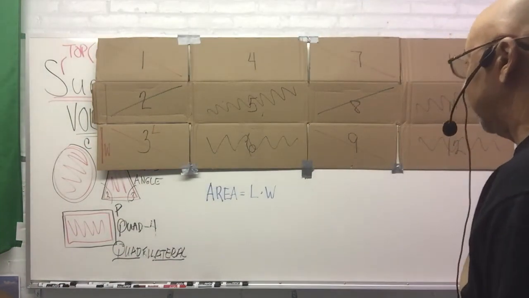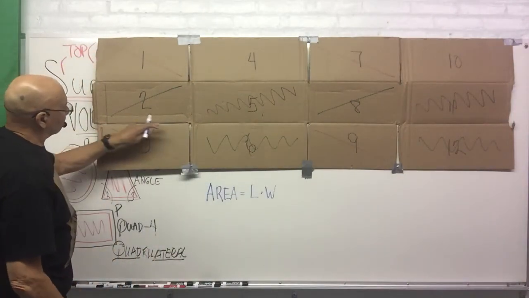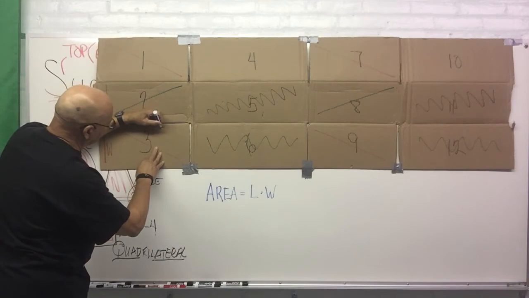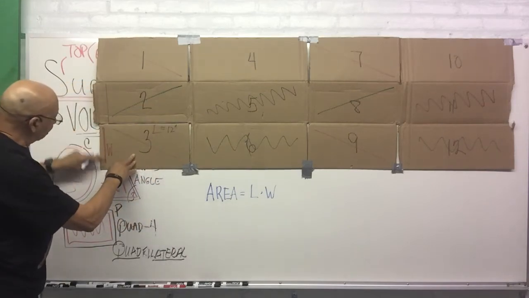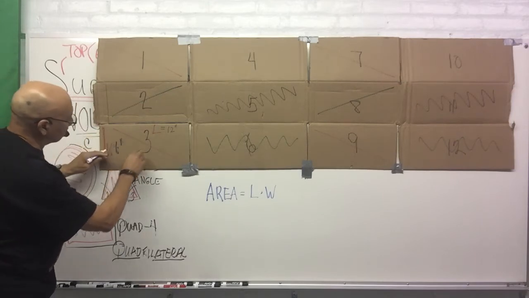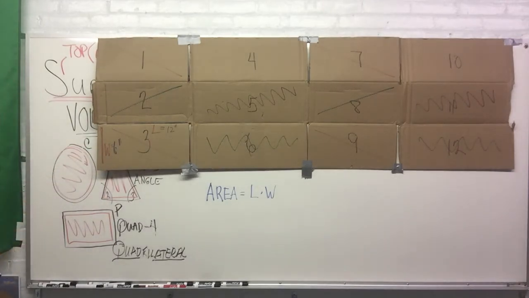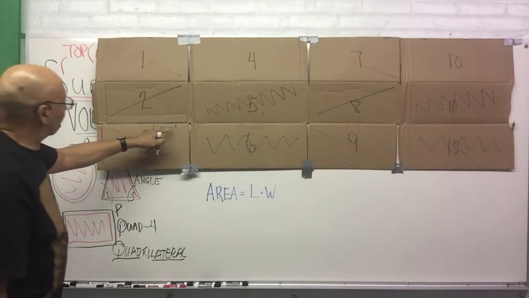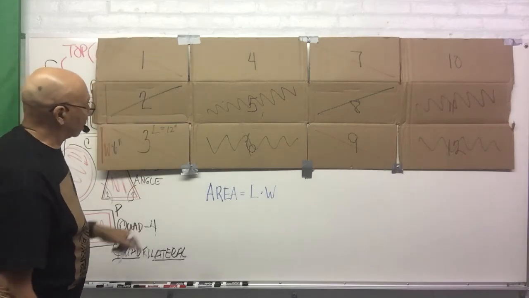So area is length times width. So let's say this length is 12 inches. Let's just say that, 12 inches. And let's say the width here is 6 inches. And you remember the 2 little marks mean inches, and the 1 mark would mean feet. So if this is 12 inches, you know this is 12 inches, and they're all 12 inches.